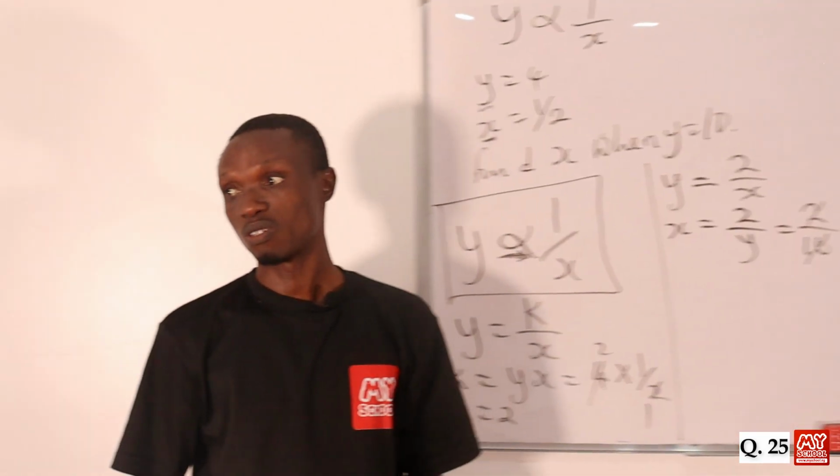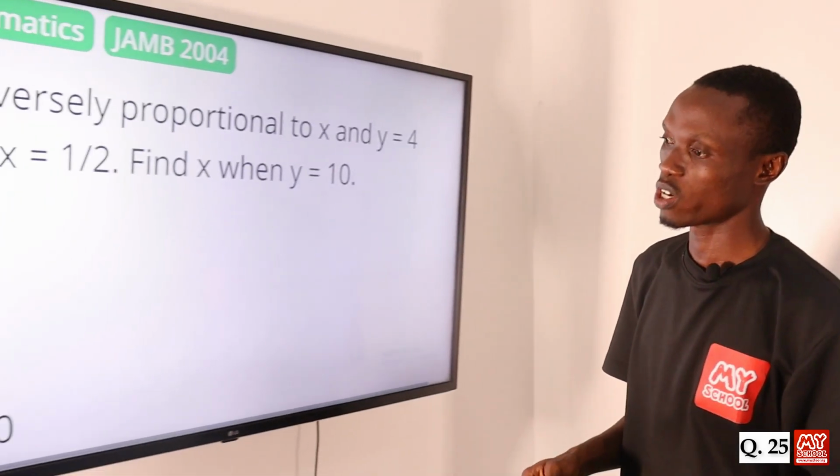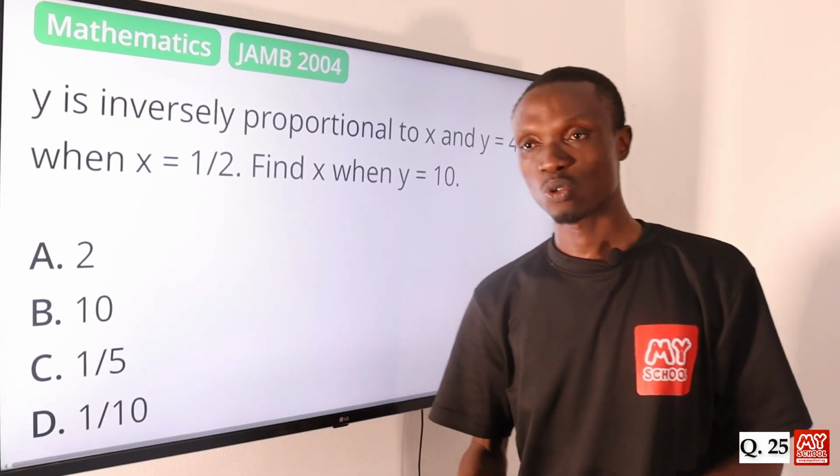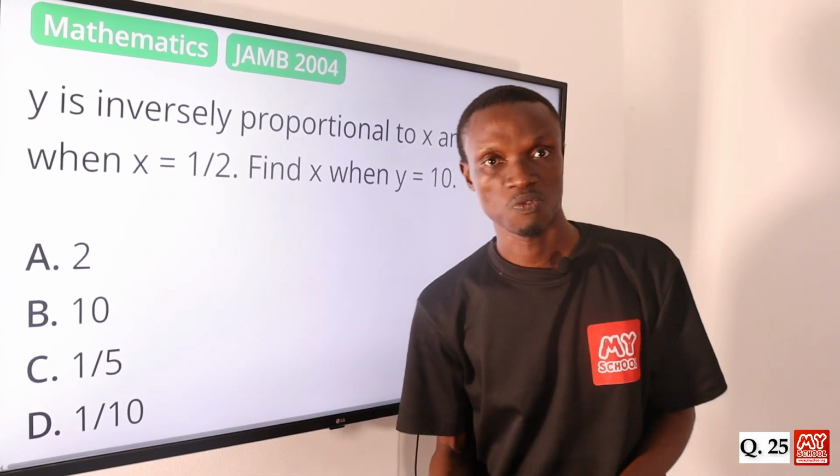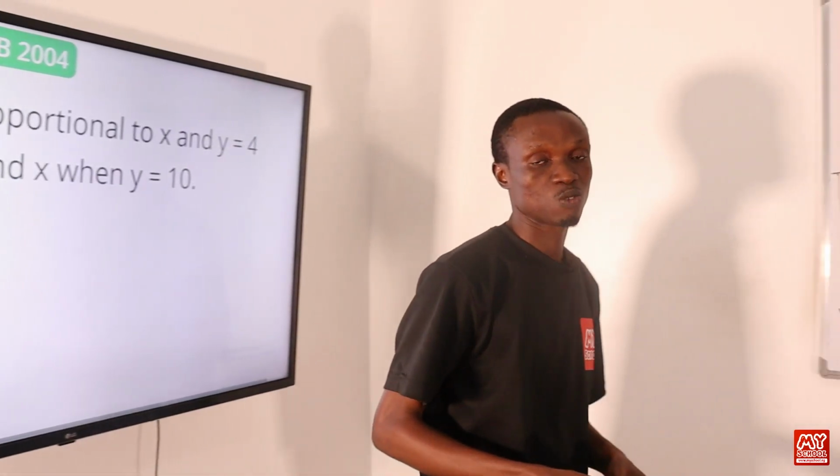So let's return back to the screen to pick the correct answer to this question, and that is option C, 1 over 5.